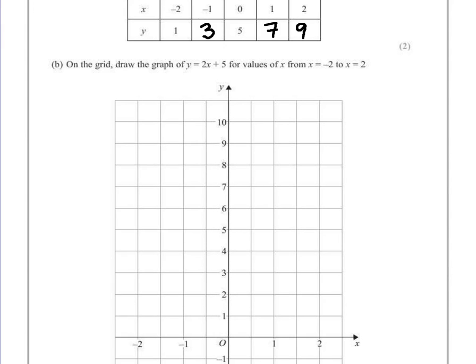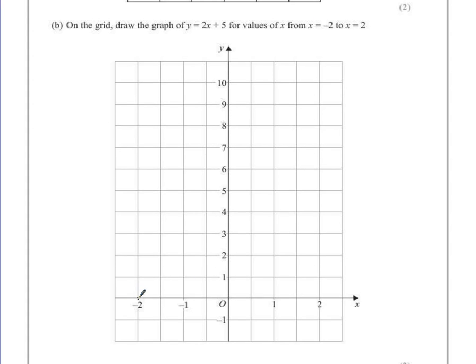Part B. On the grid, draw a graph of y equals 2x plus 5 for the values of x from x equals negative 2 to x equals 2. Well, you were given 2 of the points already, so even if you're not sure about those 3, if you can plot those 2 accurately, that potentially could help you draw the graph from the start and notice if your values are correct. So for my first value, x is minus 2, y is 1. So when x is negative 2, y is 1, and we'll draw a small cross.